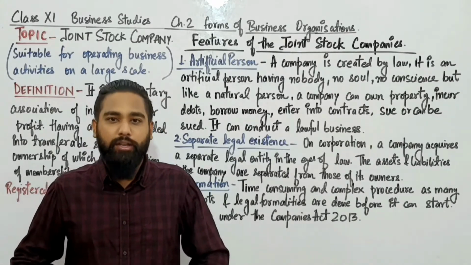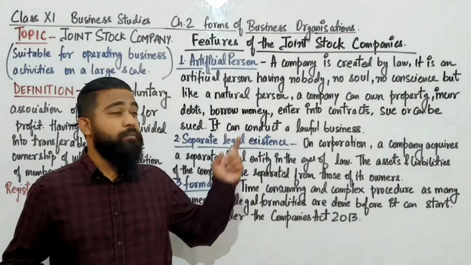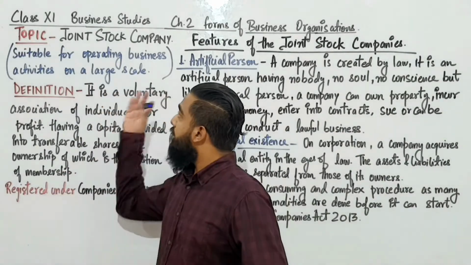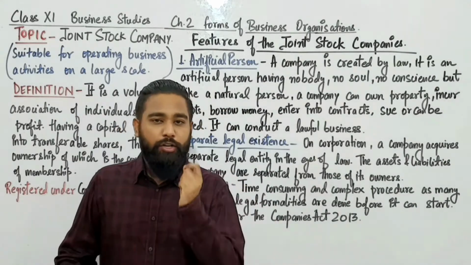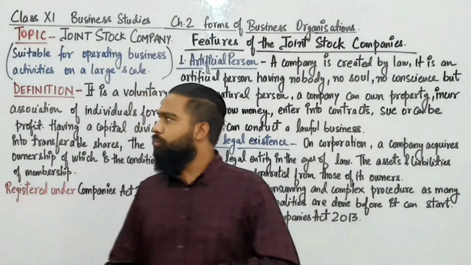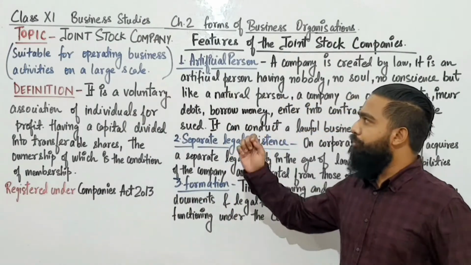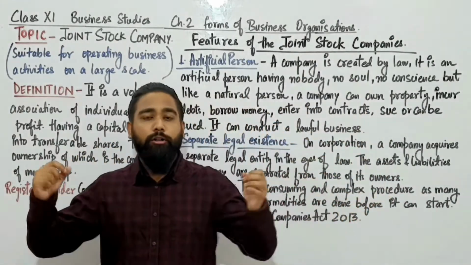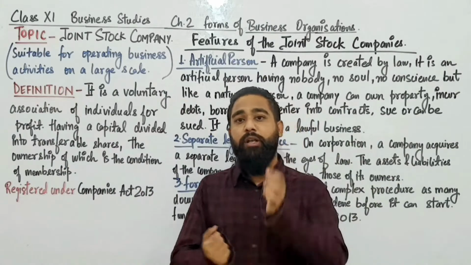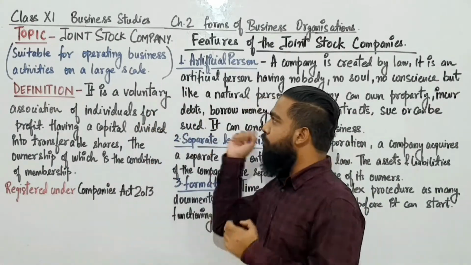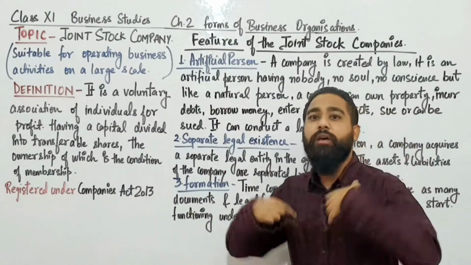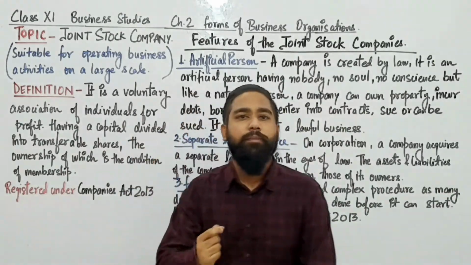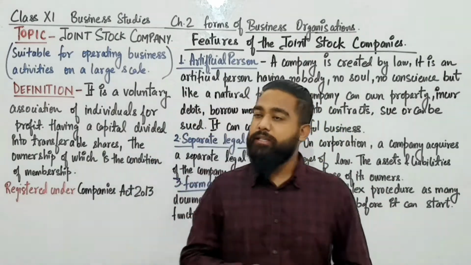In today's video, we are here to continue our second chapter, which is forms of business organization, and we are going to start the new topic, which is joint stock company, or in short you can call it company. So today we are going to start the company. Now the joint stock company is suitable for operating business on a large scale. All those large scale business organizations are the companies. They are more suitable for the larger scale. Their capital is larger. They have a huge amount of money. They are the larger ones which perform the business activities on a larger scale.